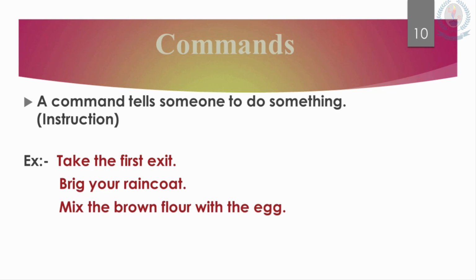This is another type of sentences. Commands. A command tells someone to do something. They can be instructions in the form of sentences. So, they may vary in tone according to the context in which they are used. First example, take the first exit. Second example, bring your raincoat. Third example, mix the brown flour with the eggs. Look at these three sentences. They are instructions given in the form of sentences. So, we can consider them as commands.